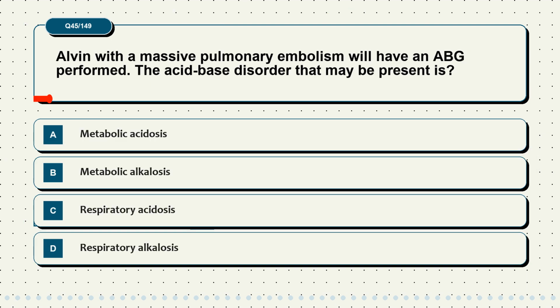Question 45. A client with a massive pulmonary embolism will have an ABG performed. The acid-base disorder that may be present is? Here are the options. Option A. Metabolic acidosis. Option B. Metabolic alkalosis. Option C. Respiratory acidosis. Option D. Respiratory alkalosis.